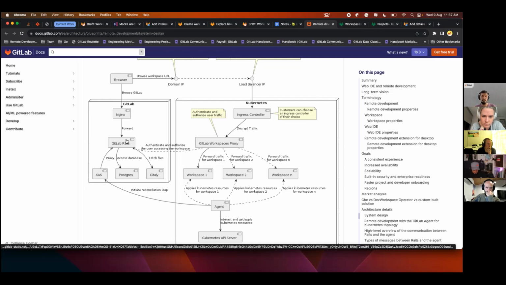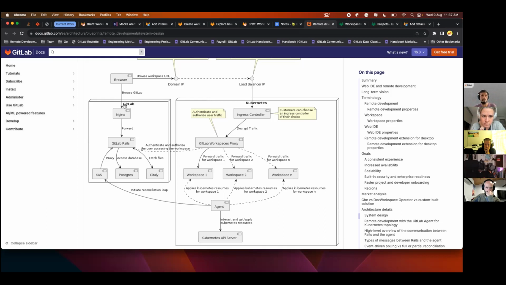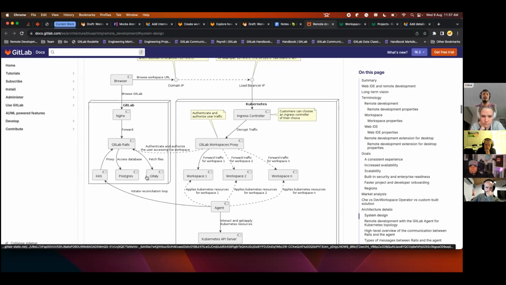And so let me tell you how this entire thing works, right? When I create a workspace, this is the part I'm working on over here. I communicate with GitLab Rails. I say, hey, I need a new workspace. It stores it into the Postgres database, and that's the end of that transaction. Now, at regular intervals, the agent will ping CAS, which will forward it to Rails, asking for information. Hey, do you have any new information for me?